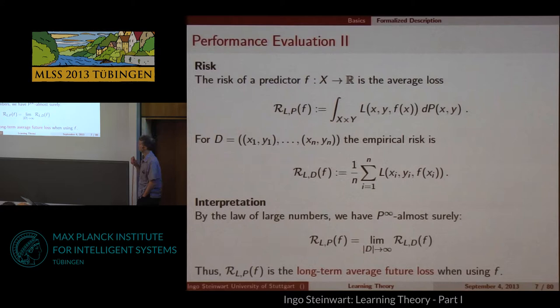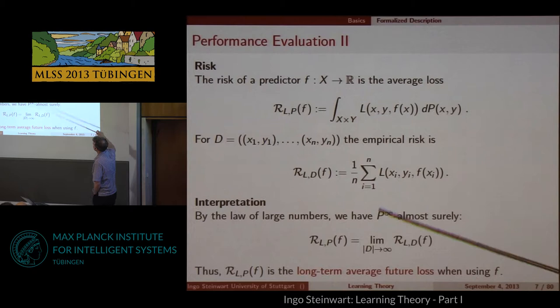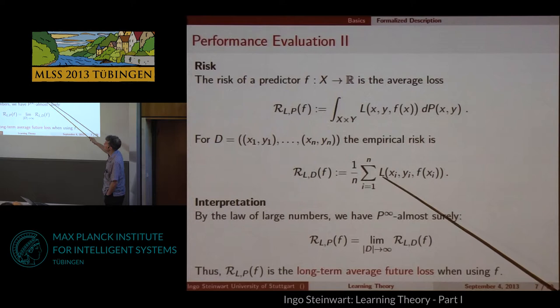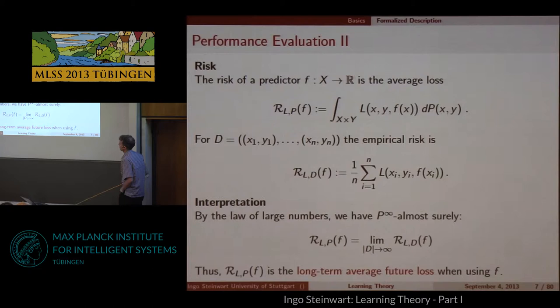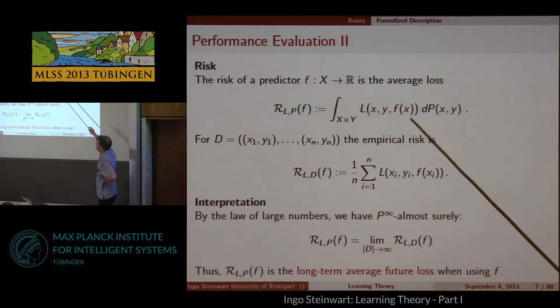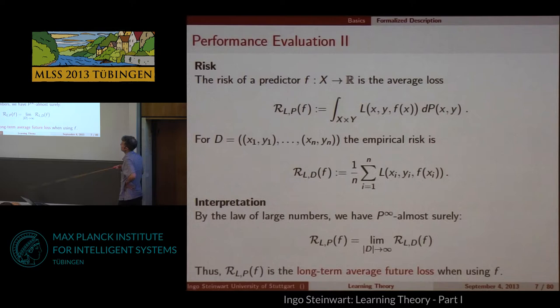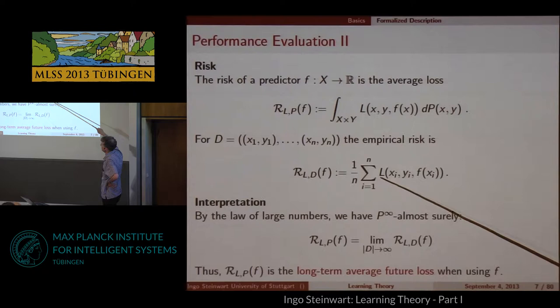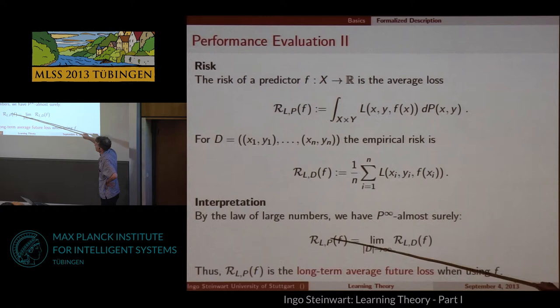There is a relationship between these two quantities, and this is probably one of the most fundamental theorems of probability theory, the law of large numbers. The law of large numbers basically says that empirical averages converge to true averages. In our case, this means that when our sample size goes to infinity and we fix a predictor f, then the empirical risk converges to the true risk. So this quantity we can't compute, this quantity we can compute, and if we wait long enough, we can estimate the one we can't compute by the one we can, if we fix f.